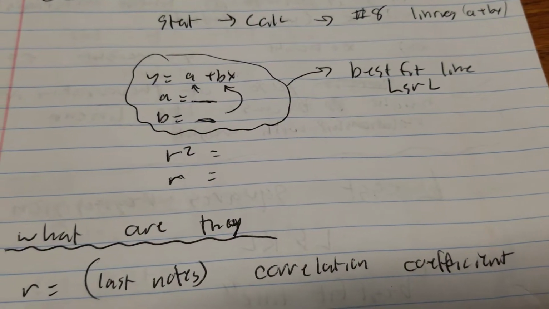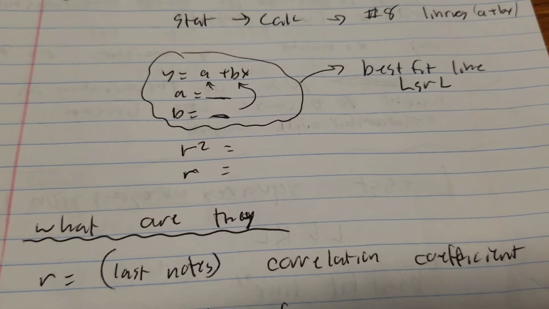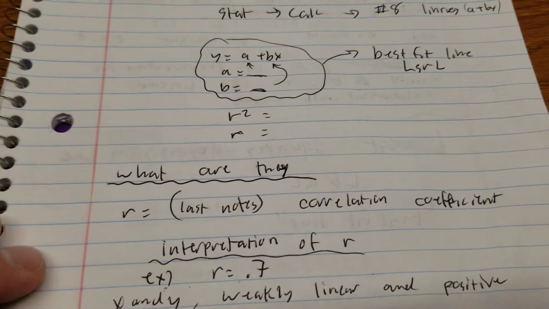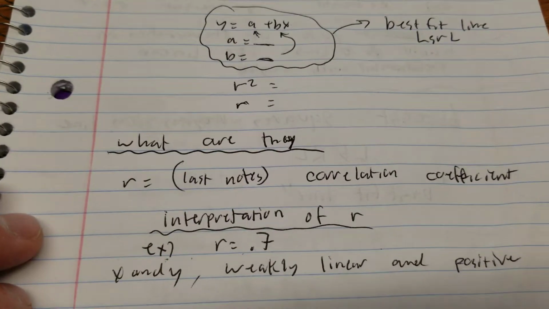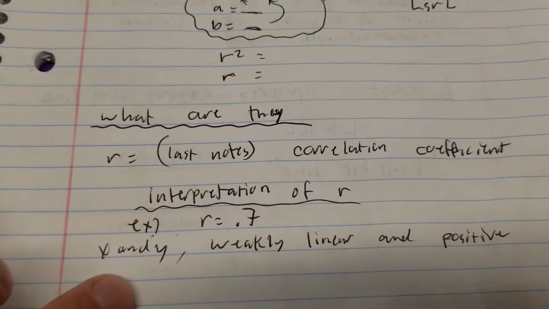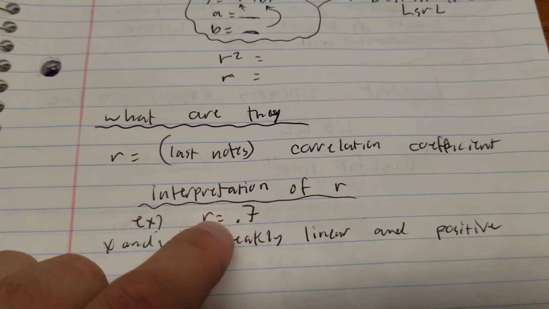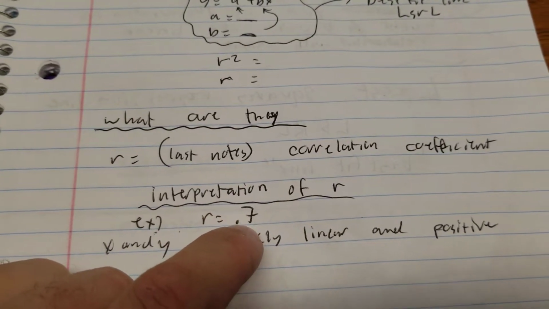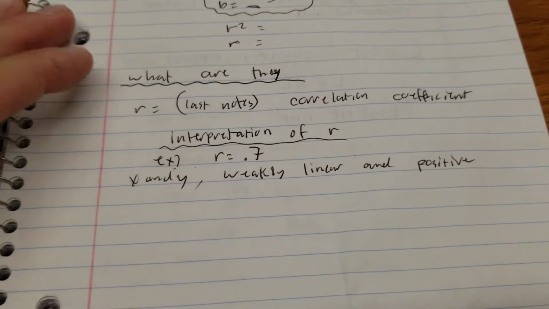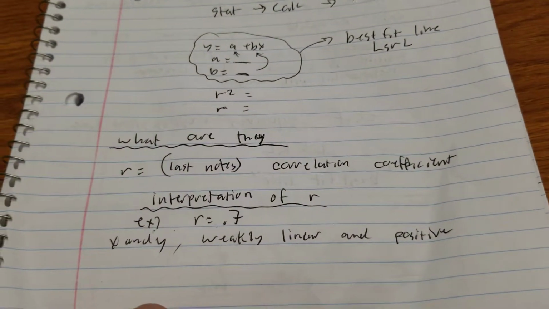So the line is your best fit line. That's called the least squares regression line. R and R squared, well, we'll talk about that. R is called the correlation coefficient. That was yesterday's notes. To interpret R, you want to use context. So X and Y's relationship is weakly linear and positive for 0.7, because it's positive and 0.7 is kind of weak as opposed to 1 being perfectly strong. We sort of talked about R yesterday, but that's how you interpret it.